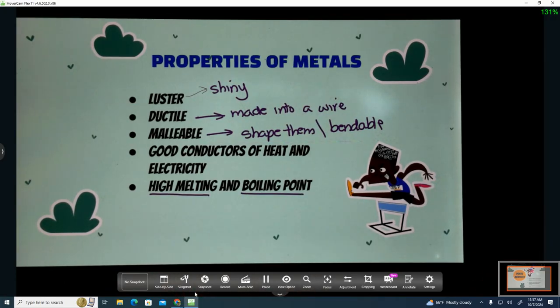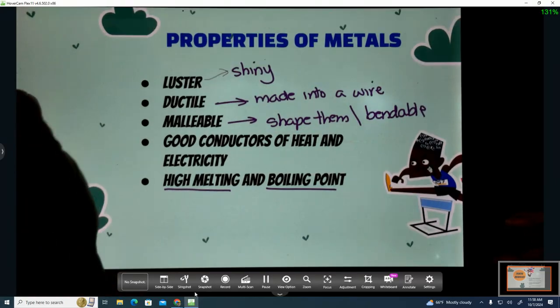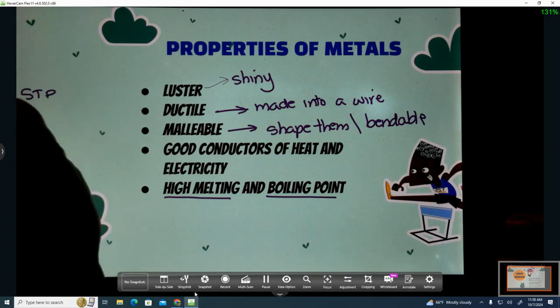which is really good because if we're building a bridge out of something and we have a really hot day, we don't want the bridge to burn or to melt. So they have high melting and high boiling points. There is one or two metals that are going to have lower melting and boiling points. One of them is mercury. Mercury has a low melting point. That's why it's a liquid at STP. STP means standard temperature and pressure.